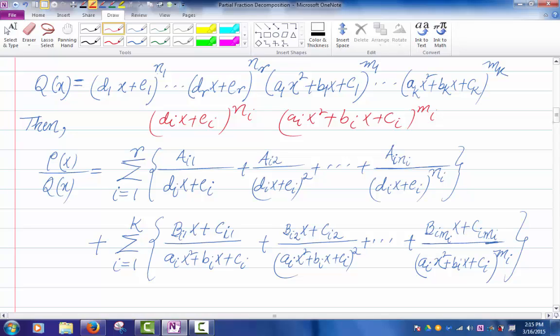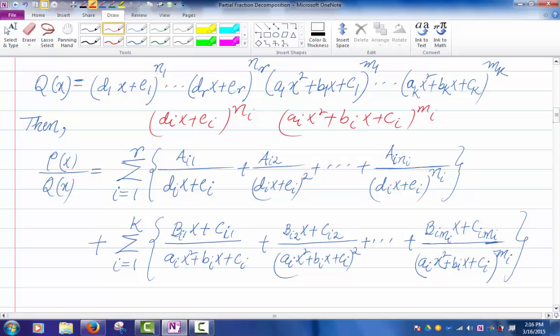And then the quadratic factors. Let's say I have a quadratic factor a_i x squared plus b_i x plus c_i to the m_i, where m_i is the multiplicity. I get the same thing: m_i fractions. The first fraction will have the quadratic factor with exponent 1 as the denominator. The second fraction will have the same quadratic with exponent 2, and so on until you get exponent m_i, the multiplicity m_i. And then what are the numerators?